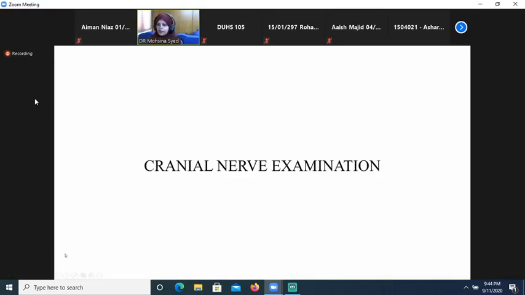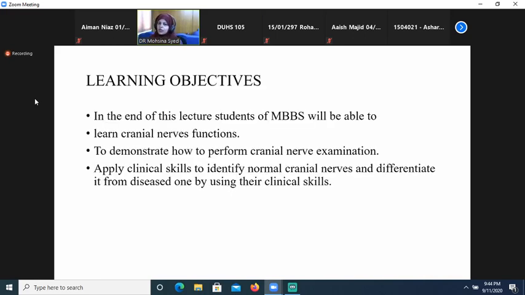The topic of today's lecture is cranial nerve examination. Now, the objectives of this lecture are to learn the cranial nerve functions, to demonstrate how to perform the cranial nerve examination, and to apply the clinical skills to identify normal cranial nerves and to differentiate them from diseased ones by using the clinical skills.